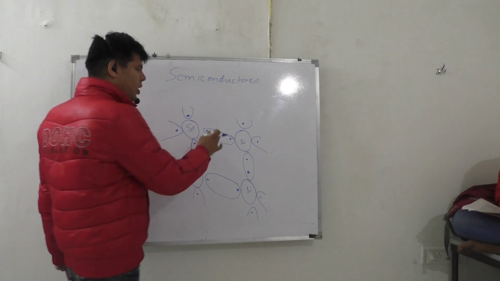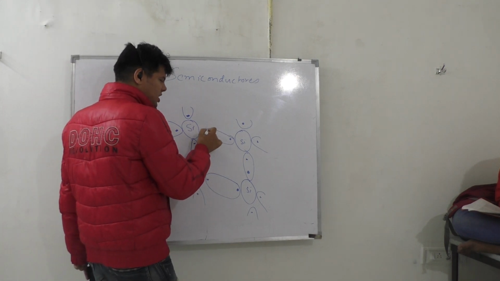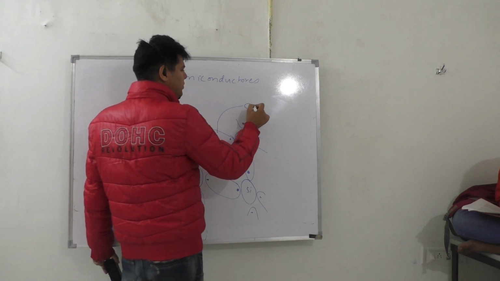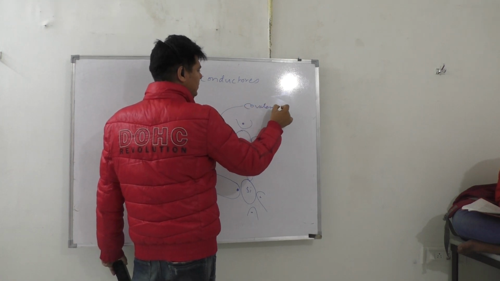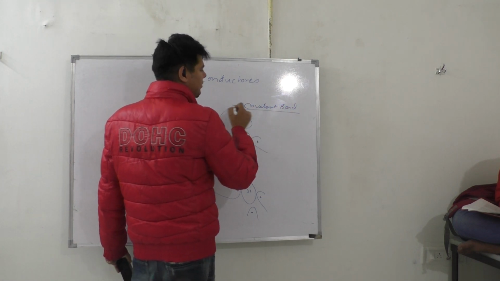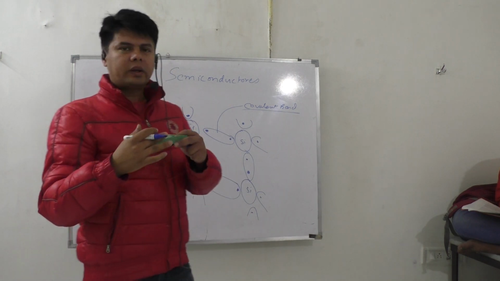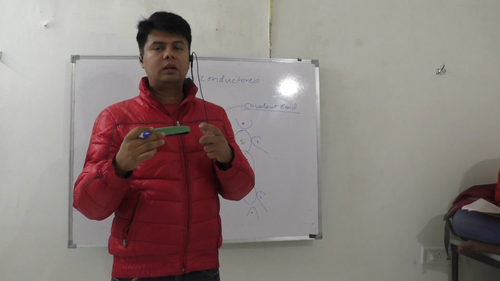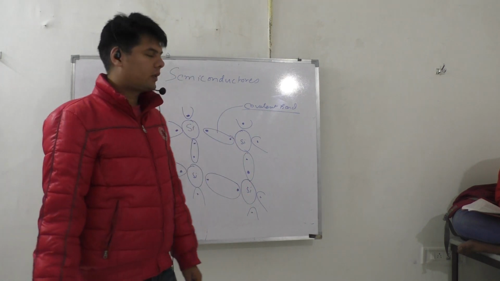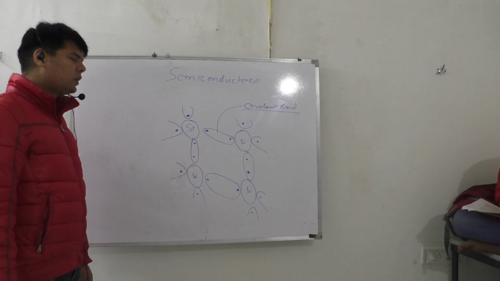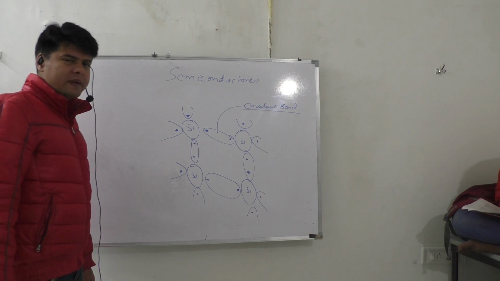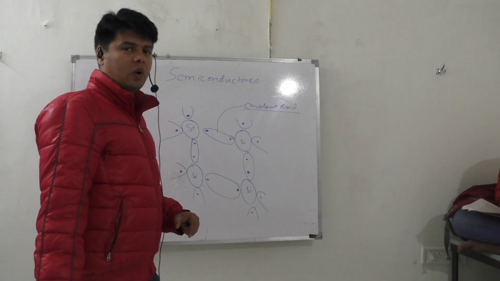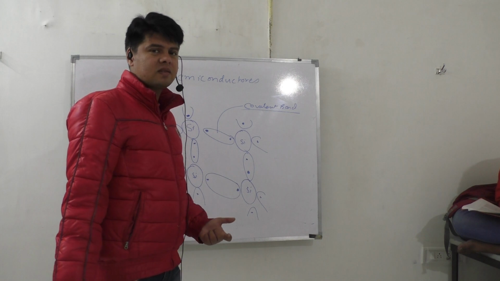And such bonding of mutual sharing is called a covalent bond. A covalent bond is a tight bonding between two atoms where the electrons are mutually shared by each other. So we can say the probability of the occurrence of free electrons in a perfect crystal is 0.